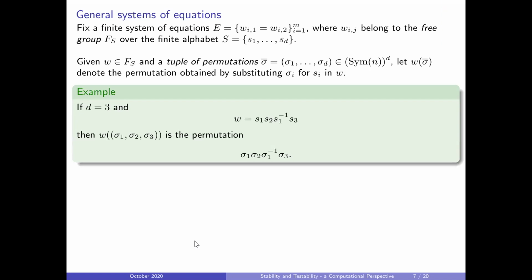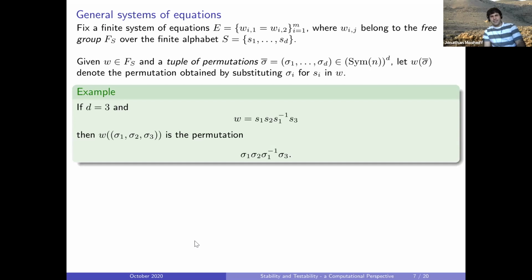Jonathan, is there any reason that you want 2 words rather than 1 word and like 1? No, so obviously you could always just move things around. Instead of writing wi1 equals wi2, you could also write wi1 times wi2 inverse equals the identity. So this is equivalent.